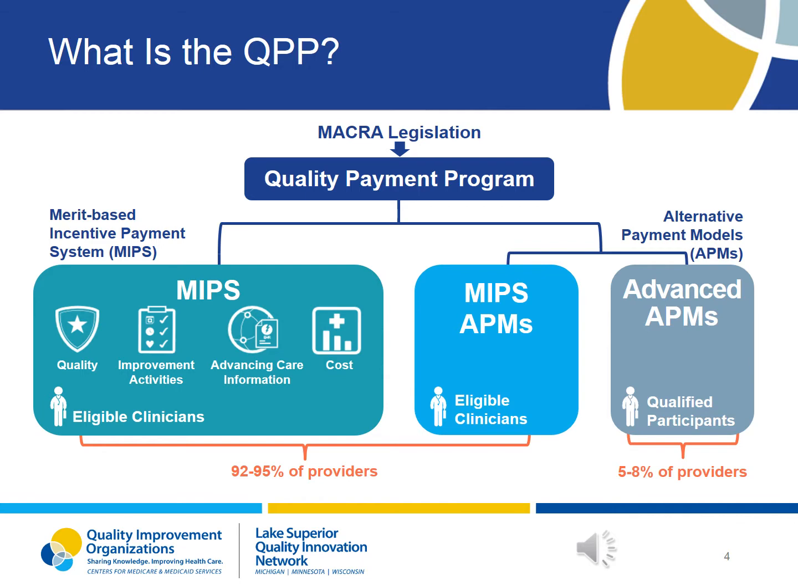CMS estimates that roughly 92 to 95% of Part B eligible clinicians, the designation given to providers under this program, will report through MIPS, whereas the remainder will participate in advanced alternative payment models and are known as qualified participants. You'll see in the diagram that some eligible clinicians will participate in MIPS APMs, which I'll describe shortly.